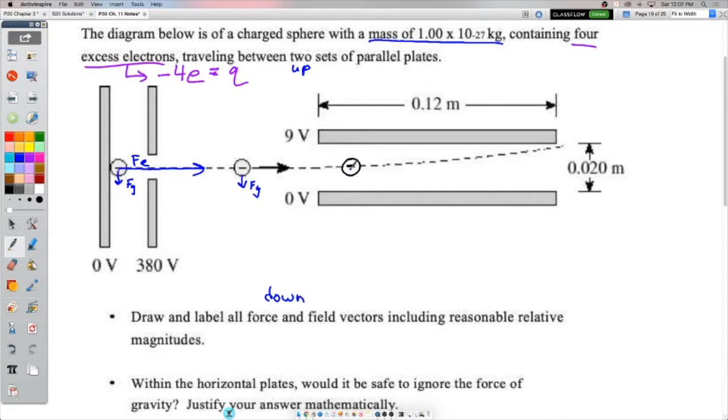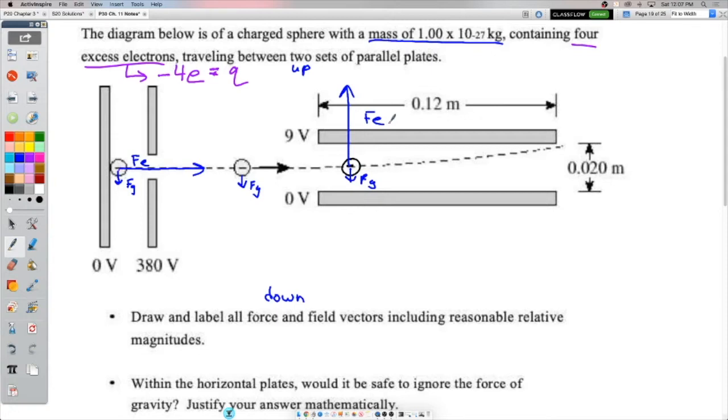Now, it still has mass, so it's still going to feel that force of gravity. But again, I bet when we do the calculation, we're going to find that the electric force looks way bigger than the gravitational force. Now, I keep saying I bet. I kind of know how we're going to do this, but reasonably, within reason, always is a good time to assume you can ignore gravity.